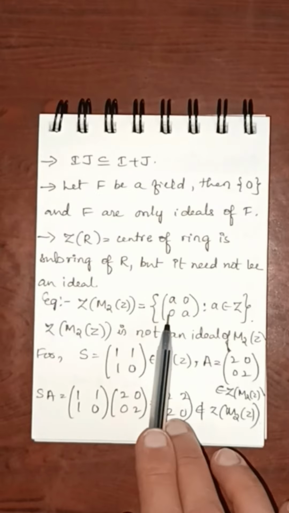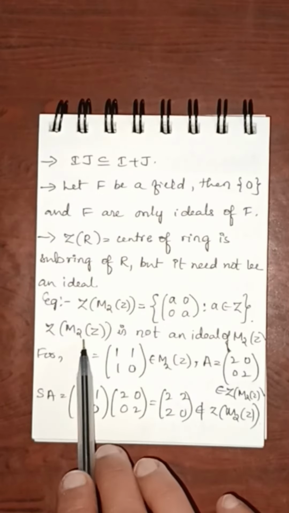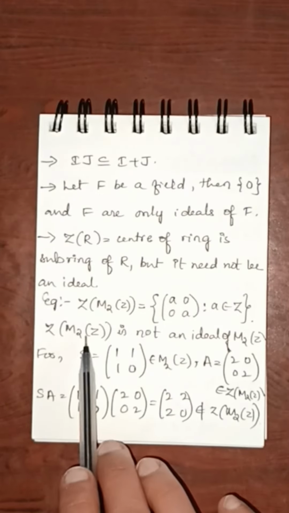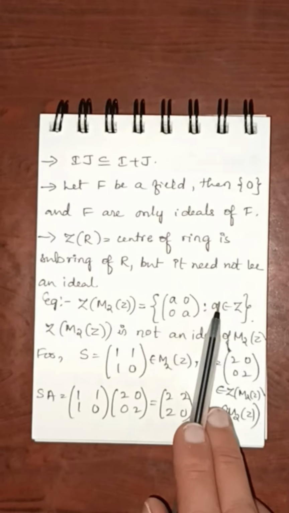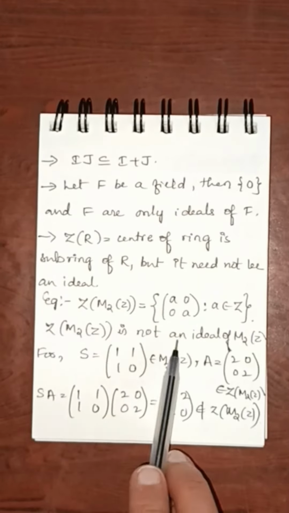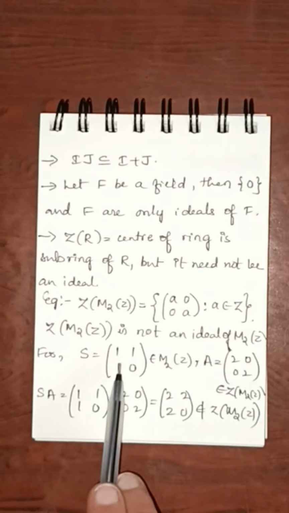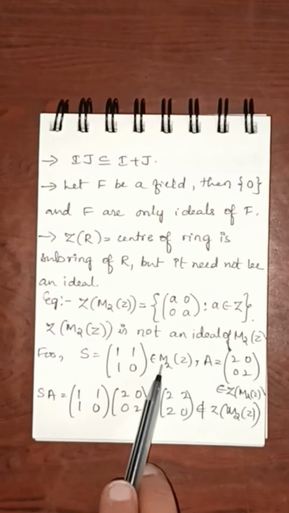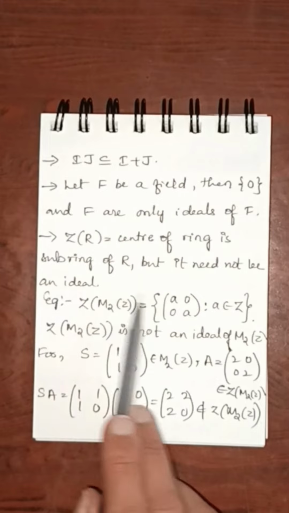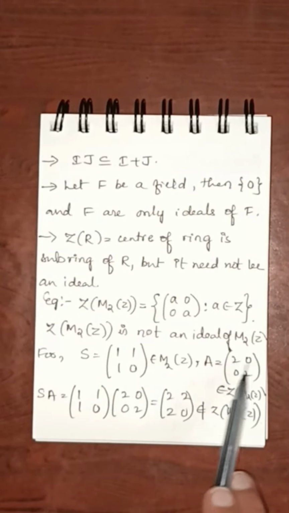So the center consists of matrices of the form [a 0; 0 a]. M2(Z) means the set of all 2 by 2 matrices with integer entries. Now this is a subring, but it is not an ideal of M2(Z), because take one element S equal to [1 1; 1 0]. This belongs to M2(Z). Take one element from the center, A equal to [2 0; 0 2].